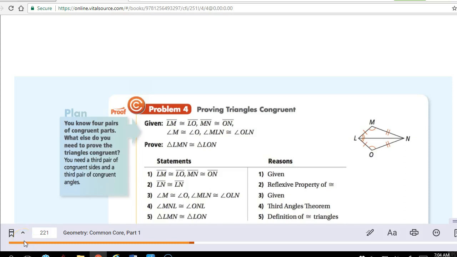Hello again. We're going to be looking at problem number 4 found on page 221. This is in lesson 4.1 about congruent triangles. In problem 4 here, we are proving triangles congruent.